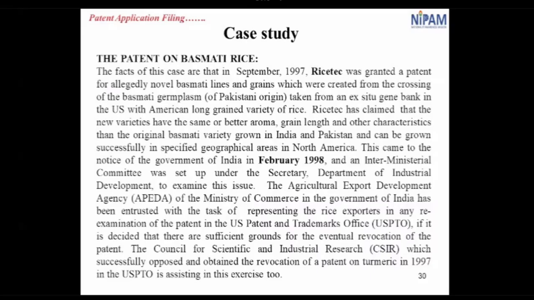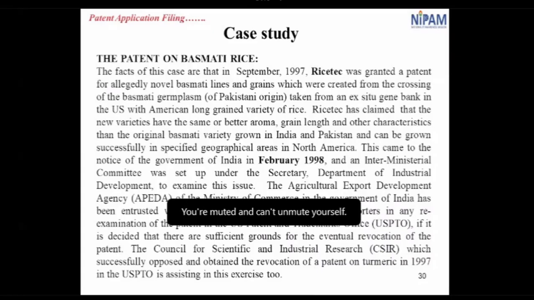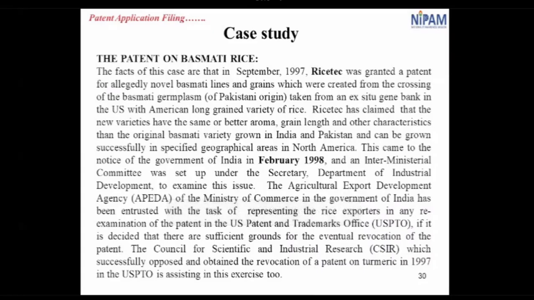It is a very vital crop and is widely cultivated, and it is very aromatic rice. We all know that, you know better than me. So what happened? RiceTec was granted a patent for allegedly novel basmati lines and grains, which were created from crossing basmati germplasm of Pakistani origin, taken from an ex situ gene bank in the US, with an American long grain variety of rice.